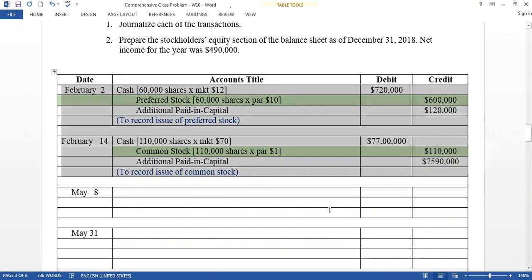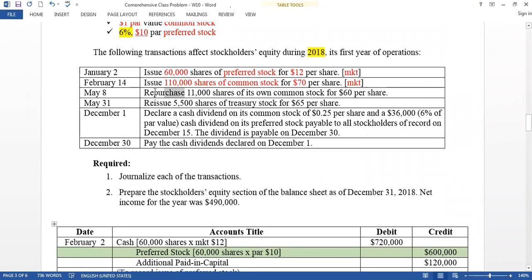Okay. So we are done with preferred stock and common stock. Let's see what happened next. Repurchase 11,000 of its own common stock, and the cost price is $60. Repurchase of own common stock means it is treasury stock. When a company repurchases its own stock, it is called treasury stock. You learned in our previous class, right? If you forget this, you have to go back to my previous class to learn about treasury stock.